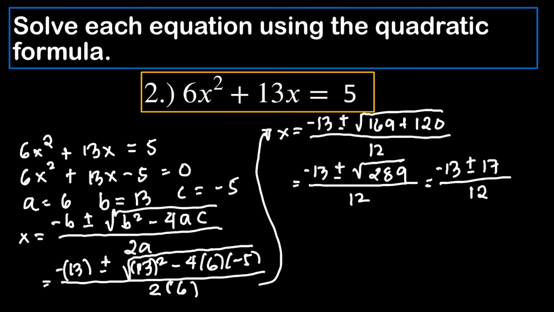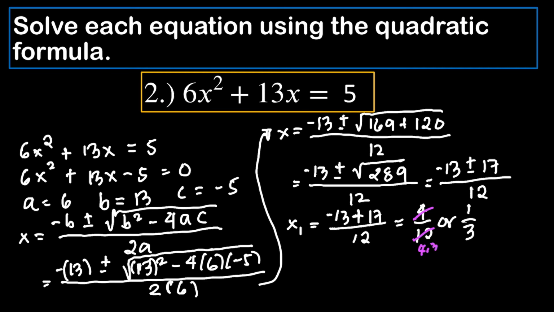We got two solutions here. The first one would be negative 13 plus 17 over 12, and this will give us positive 4 over 12, or simply 1/3, because the common factor here is 4. So 4, and this is 4 times 3. So we have 1 here and 3 in the denominator.